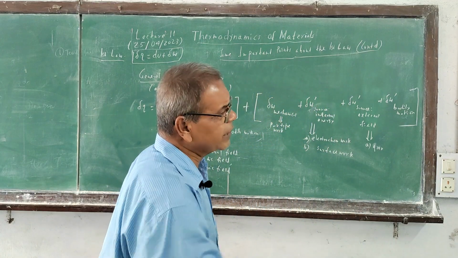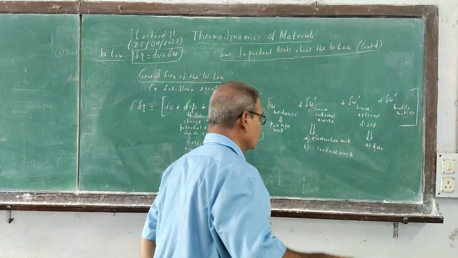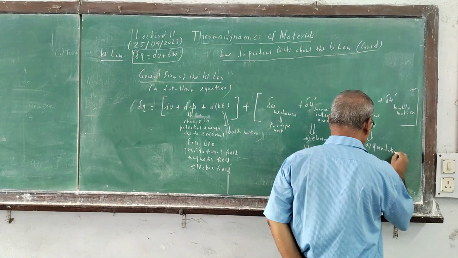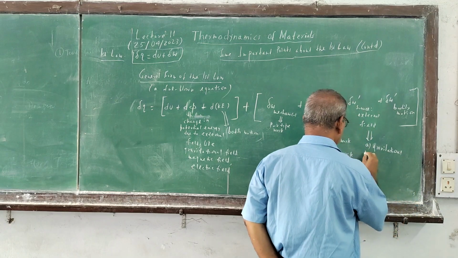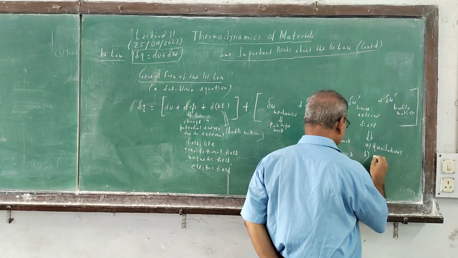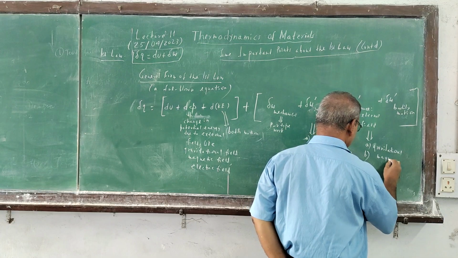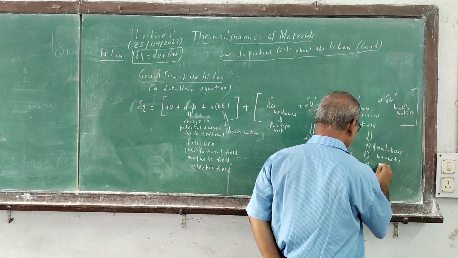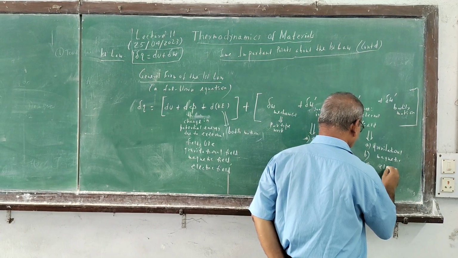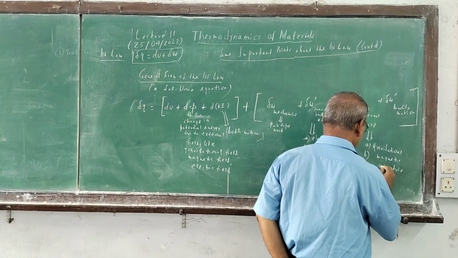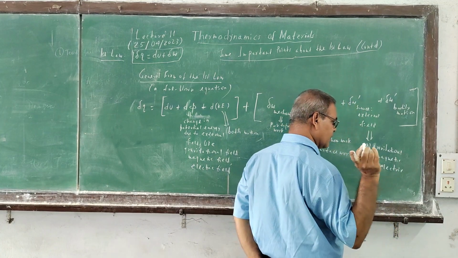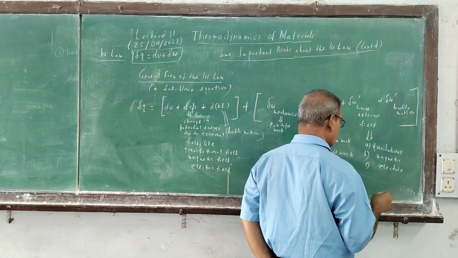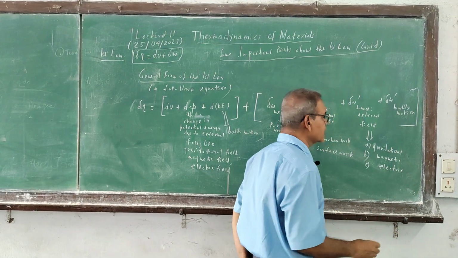How many minutes? 3 minutes, 3 minutes more. Gravitational, right? Magnetic. These are the fields. Tell me what it is? Electric.